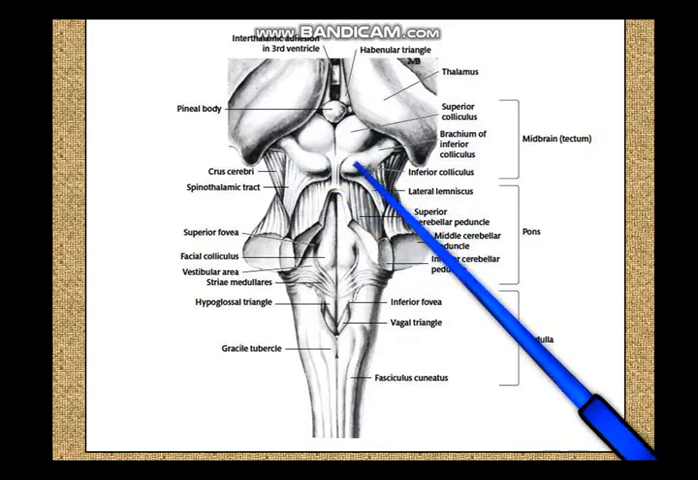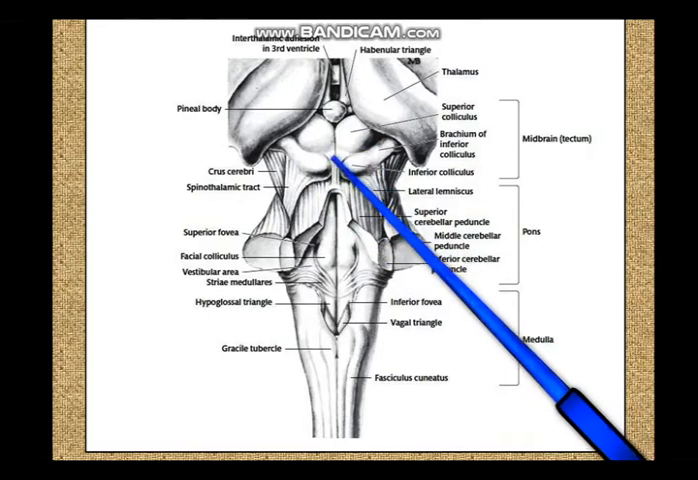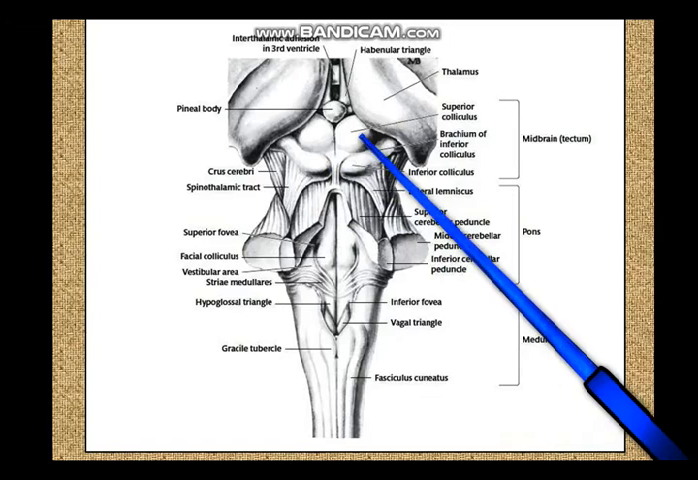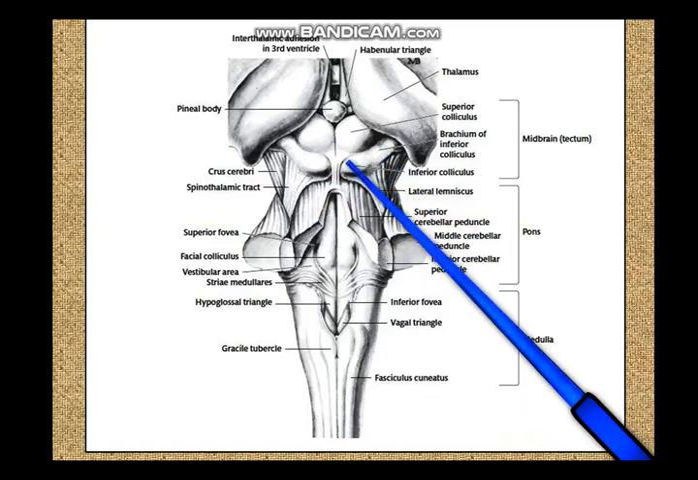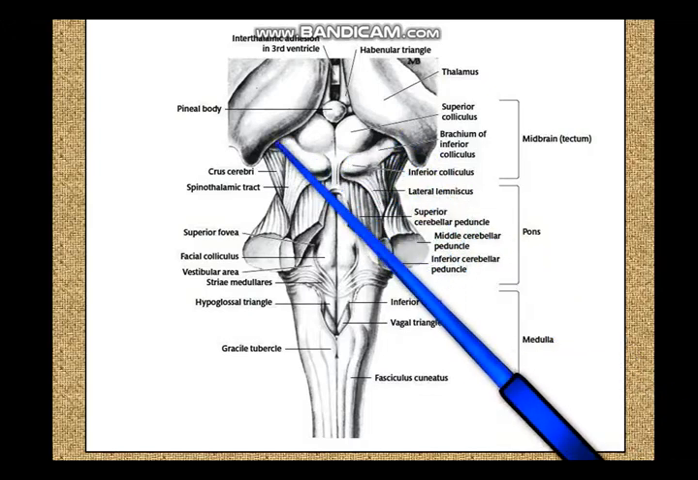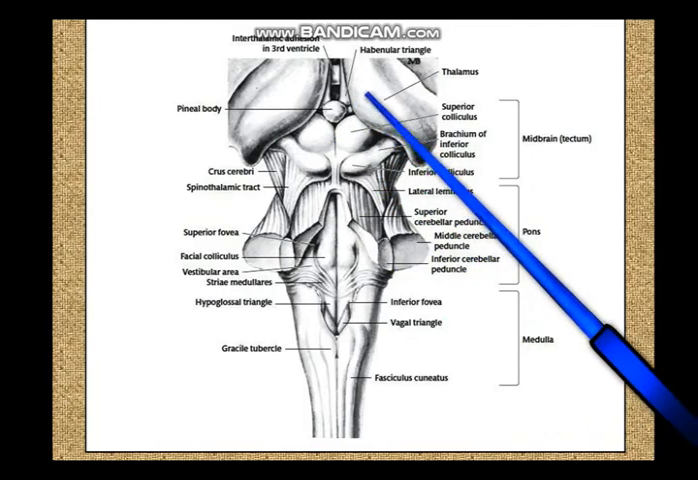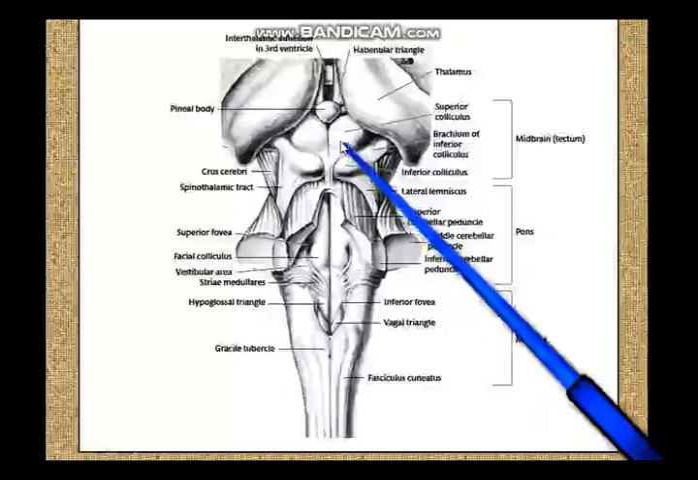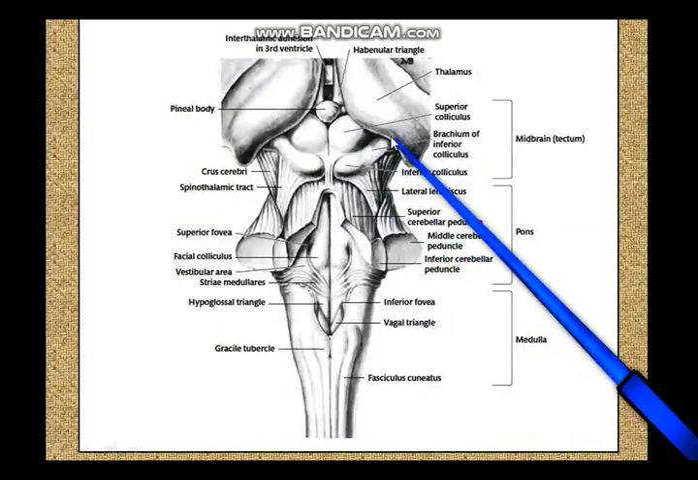Now these four elevations, these four small spherical bulb-like elevations, are called the corpora quadrigemina, of which you have the pair of superior colliculus and a pair of inferior colliculus. Now you can make out that this inferior colliculus is going up and getting connected to something from over here. The superior colliculus is also connected to something, but you can't see it because of the overlapping posterior end. The superior colliculus is connected to the lateral geniculate body, and the inferior colliculus is connected to the medial geniculate body.